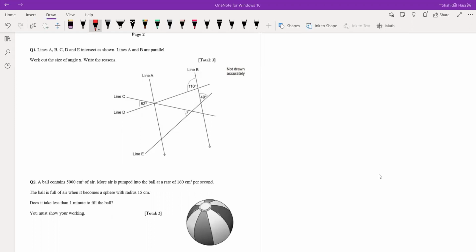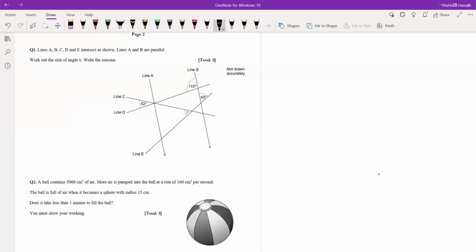So here's the first question. The first question says lines A, B, C, D, and E intersect as shown. Lines A and B are parallel. Work out the size of angle X. You have to find this value of X. How can I find this value of X?